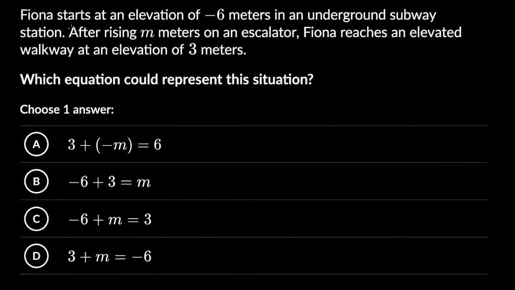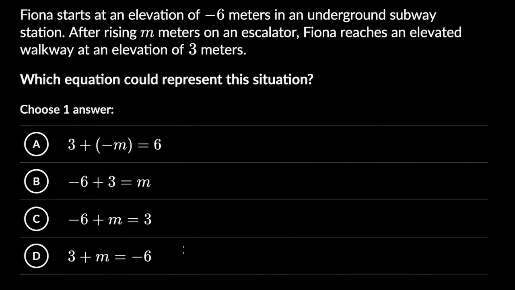We're told that Fiona starts at an elevation of -6 meters in an underground subway station. After rising m meters on an escalator, Fiona reaches an elevated walkway at an elevation of 3 meters. Which equation could represent this situation? So like always, pause this and have a go at that before we do this together.